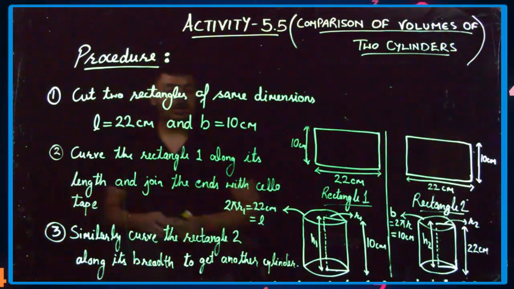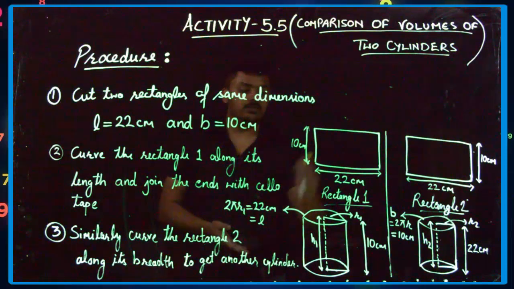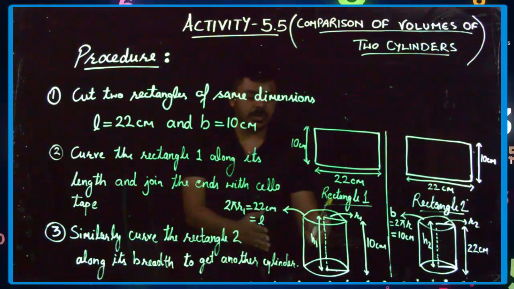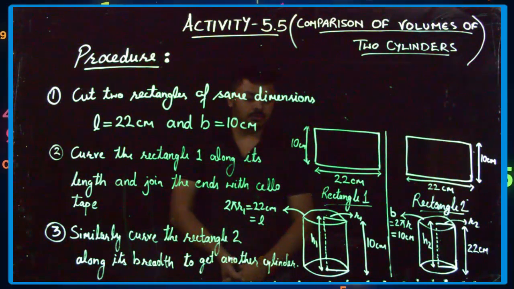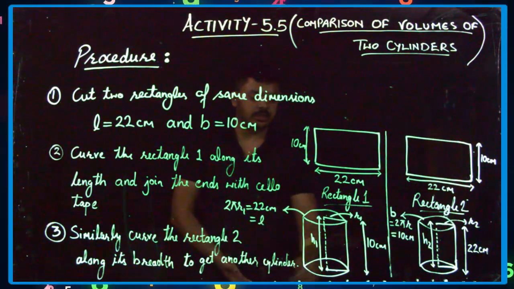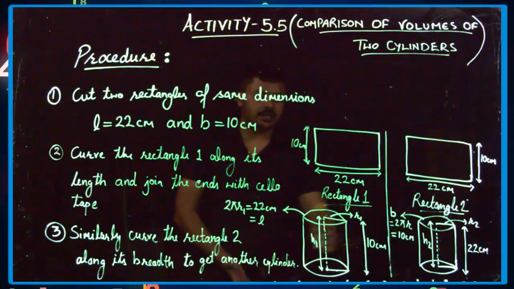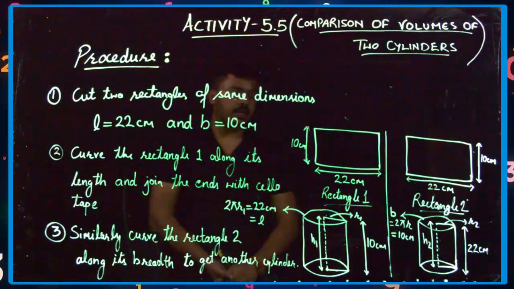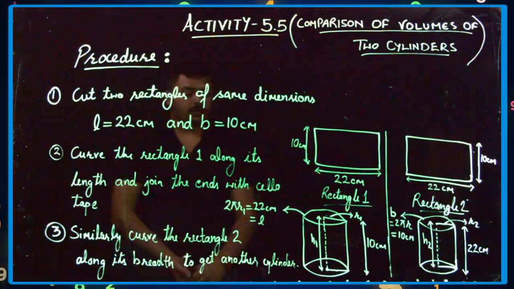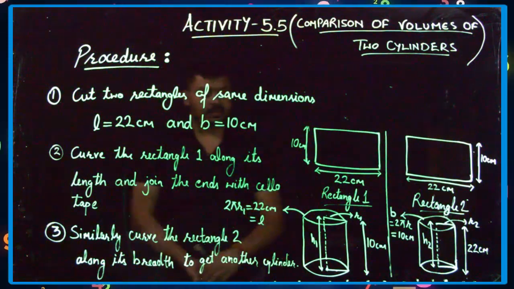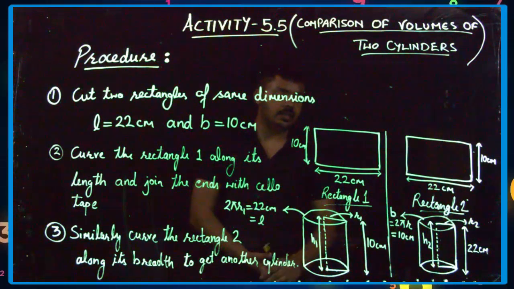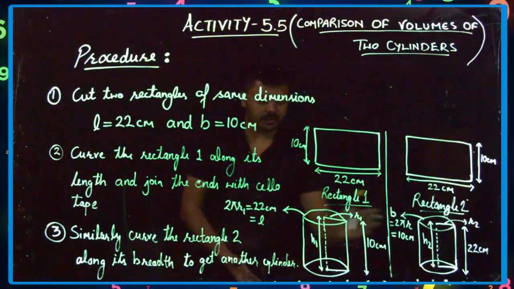So students, we have curved the two rectangles, one along the length and the other along the breadth, and we obtained the two cylinders where they have two different heights h1 and h2. That is, in the first cylinder we have height as 10 centimeter and the second as 22 centimeter. And in the first cylinder our length becomes the circumference, that is 2 pi r1, and the circumference in the second cylinder is breadth 10 centimeter.